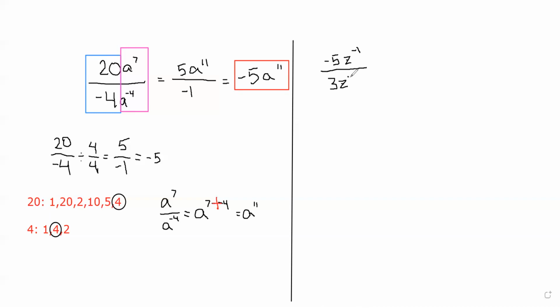Sorry, I was looking ahead at my other examples and realized I'd written one or circled one wrong. Okay, so negative 5z to the negative 1 over 3z to the negative 4. So again, we're going to handle our coefficients, and we're going to handle our variables separately. Negative 5 over 3.